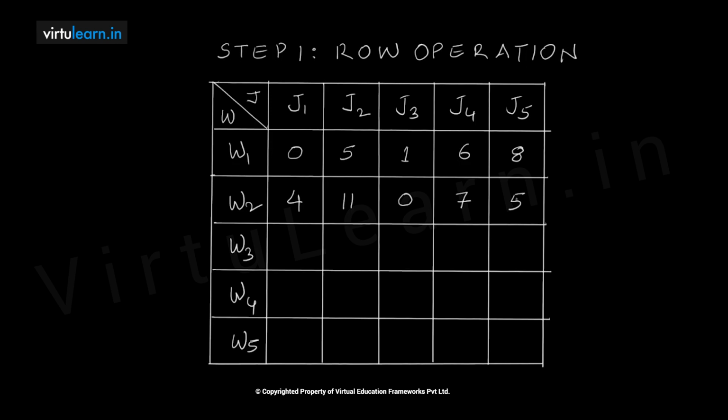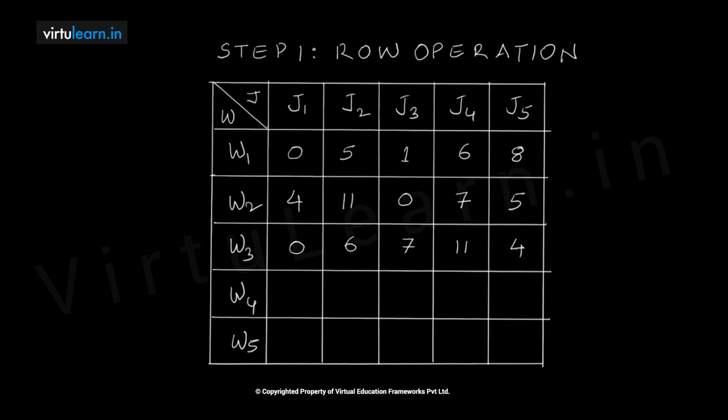Then next, in the W3 row, 10 is the least element, because we have 10, 16, 17, 21, 14. So 10 is the least element which should be subtracted from all the elements of that W3 row. 10 minus 10, 0; 16 minus 10, 6; 17 minus 10, 7; 21 minus 10, 11; 14 minus 10, 4.